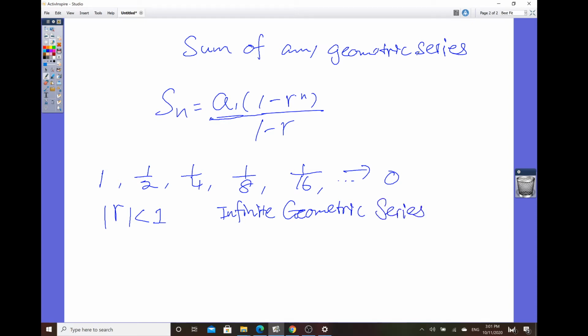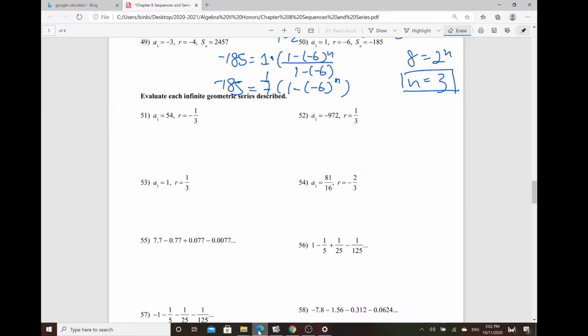If it's a regular geometric series, it's like 1, 2, 4, 8, and then 16, and so on and so forth. The numbers are getting bigger and bigger, so eventually they're getting close to infinity. But for the infinite geometric series, the numbers are getting smaller and smaller, so eventually they're getting close to 0. So now we'll take a look at the example here.